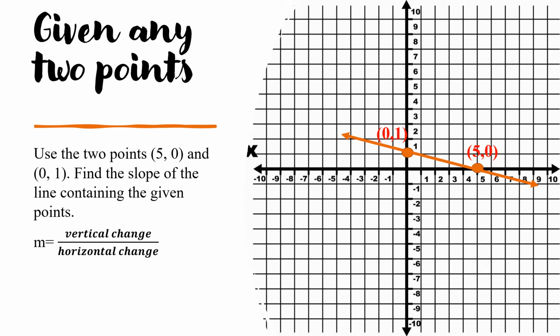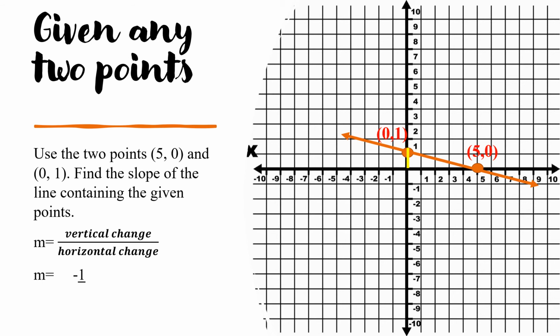To find the slope, we have the formula: vertical change over horizontal change. So this time, let us count the vertical change from the point (0, 1) to (5, 0). So here, let us count 1. You will stop at 1 because that is already aligned with your (5, 0). So our vertical change is negative 1. Why negative? Because it goes downward.